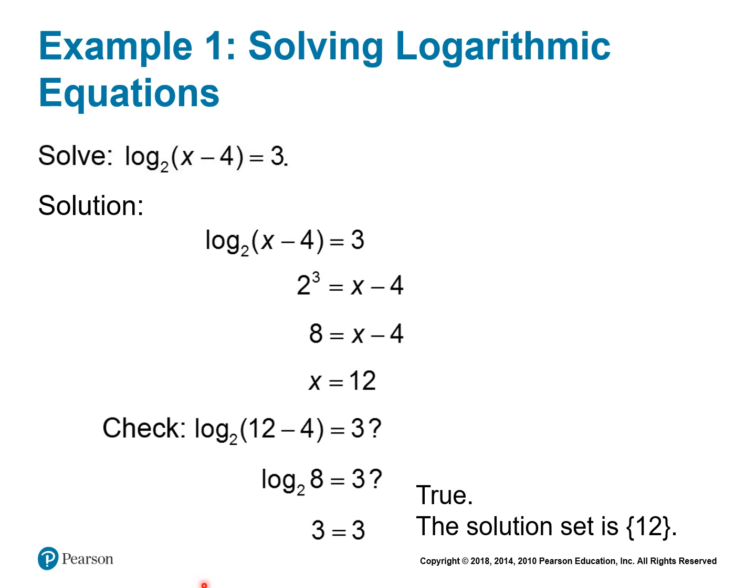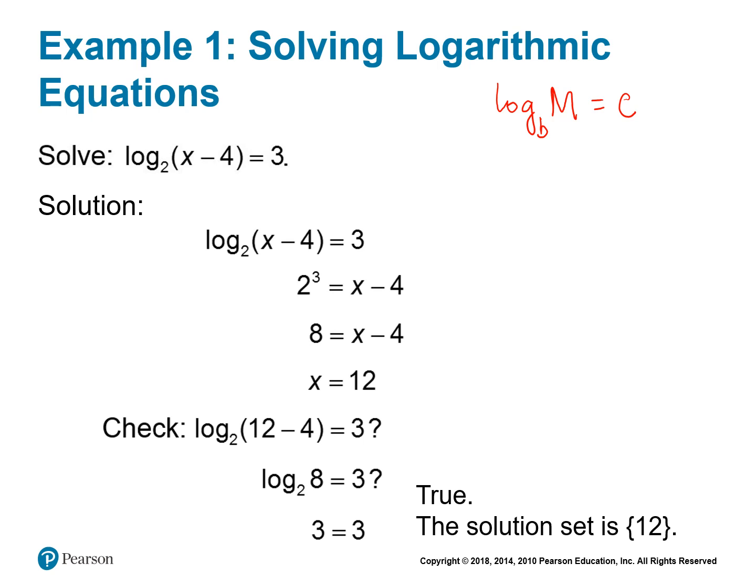Now let's see how they have applied the steps we learned before to solve this logarithmic equation. Log base 2 of x minus 4 equals 3. Now recall that the first step was to put the equation in this form, log base b of m equals c form. All right. So here we see that we already have it in this form.